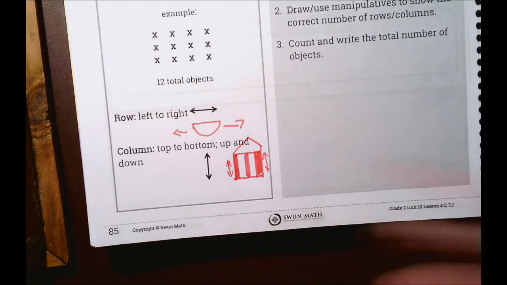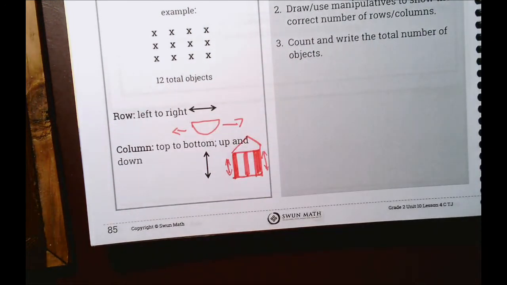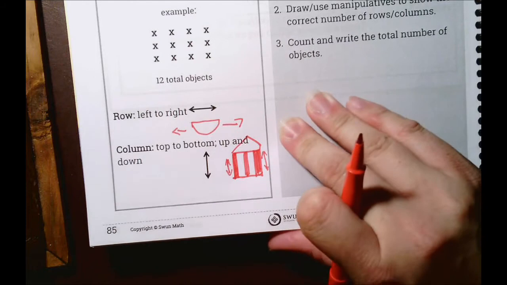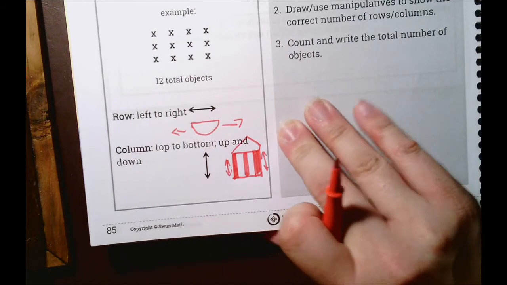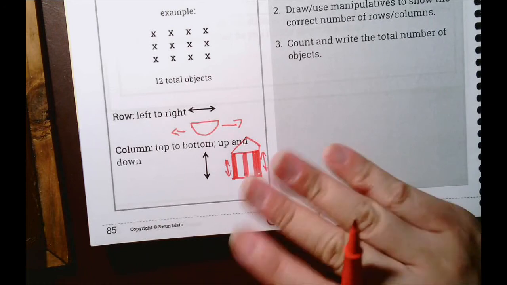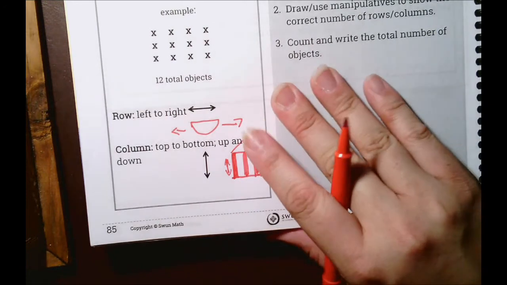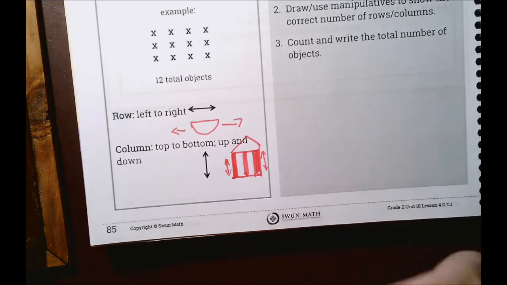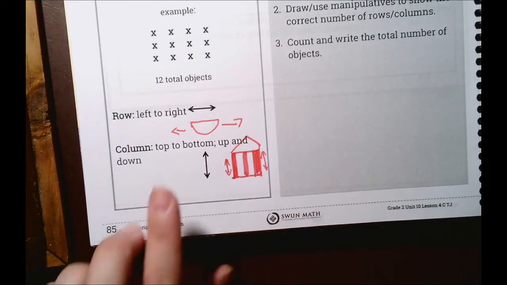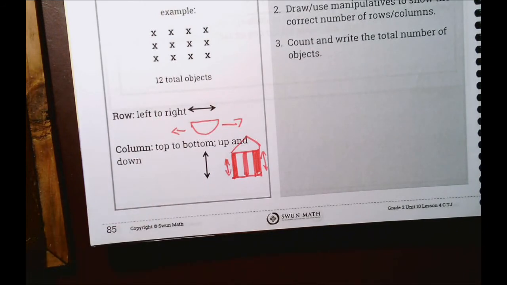Okay, keep those two. These are the two most important vocabulary words for our unit on multiplication, and it's going to be helpful moving forward into third grade. Very important. Right now you're learning about the fundamentals, the foundation, the basics of multiplication. When you get into third grade, it's going to be even more in depth. So to understand just the basics, row and column, that's going to help you get very far.